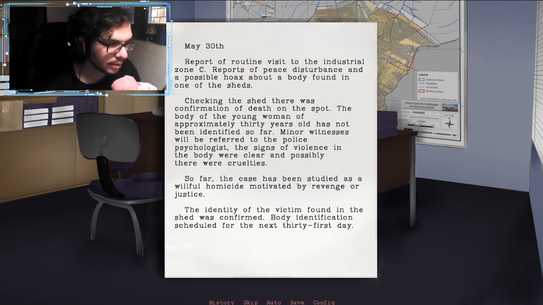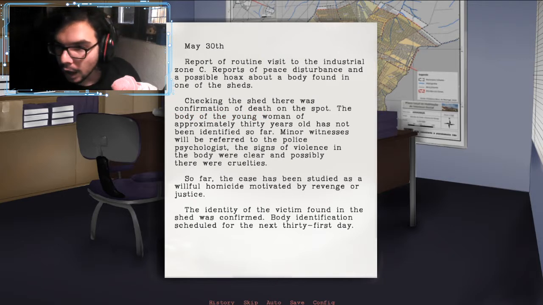Okay. Let me see what this says. Part of routine visit Zone C, reports of peace disturbance and possible hoax about a body found in one of the sheds. Checking the shed, there was a confirmation of death on the spot. The body of a young woman of approximately 30 years old has not been identified so far.